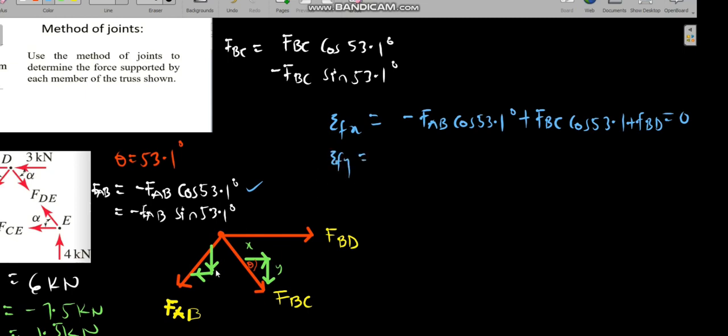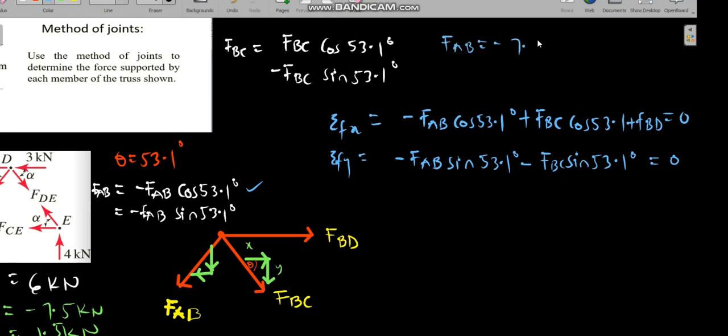For the sum of forces in the y axis direction, FAB has a y component of minus FAB sine of 53.1 degrees, and FBC also has a y component of negative FBC sine of 53.1 degrees. This will also be equal to 0. We are going to solve for this. From the previous solution, we know that FAB equals minus 7.5. So you're going to substitute FAB into these equations wherever it appears. Let's go ahead and do this.